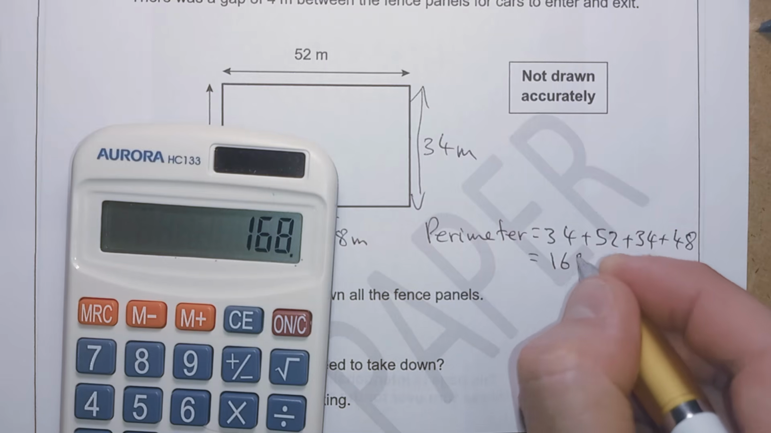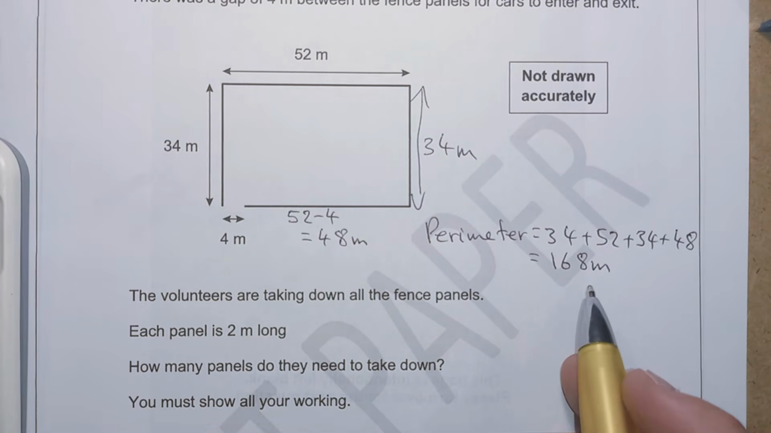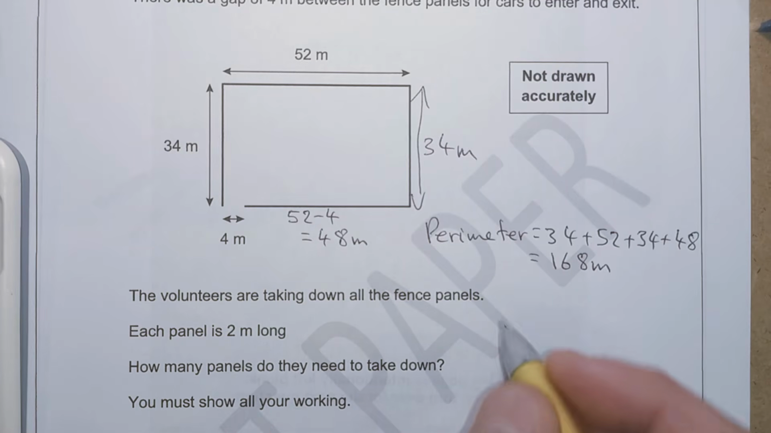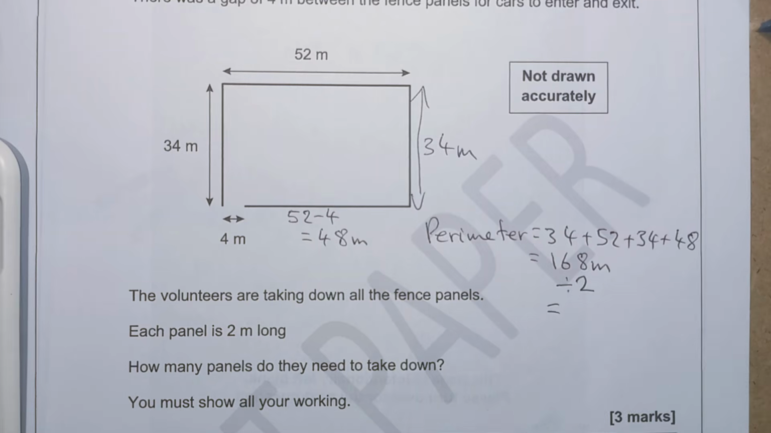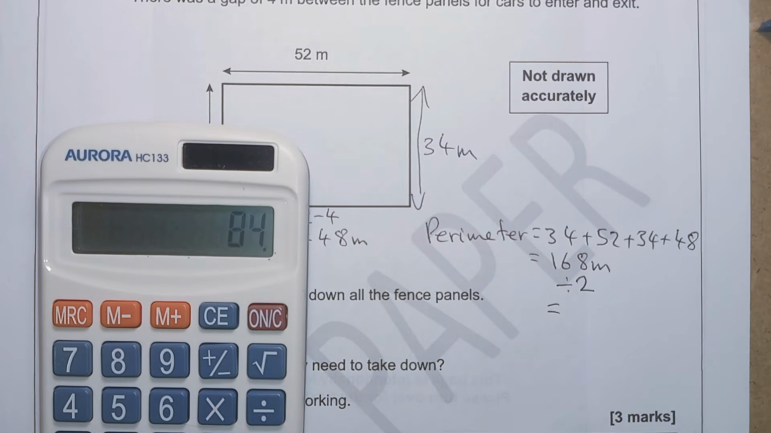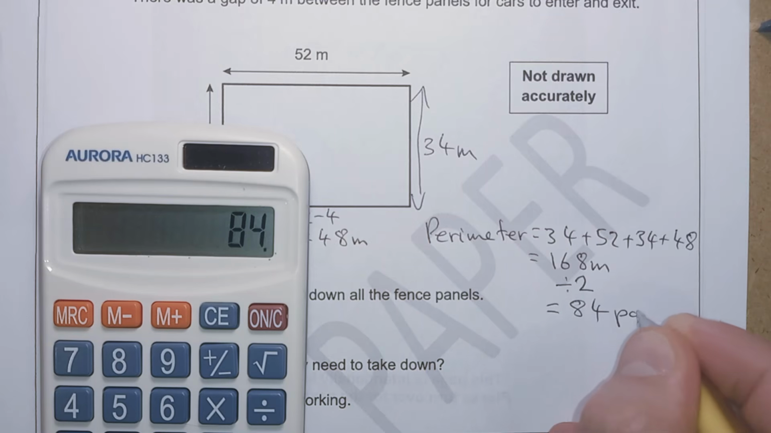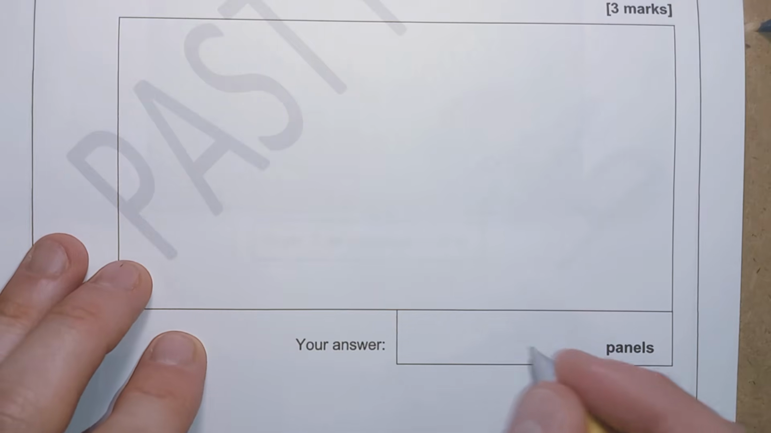Which is 168 metres. But we don't want the perimeter, we want to know how many panels. Each panel is 2 metres long, so we can divide that by 2, which gives us 84 panels. And we can write down here.